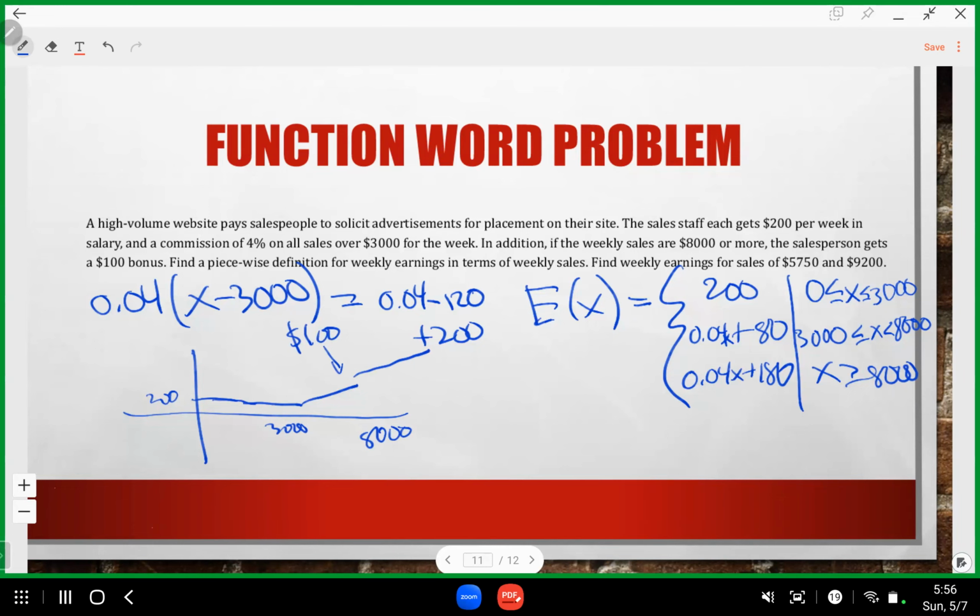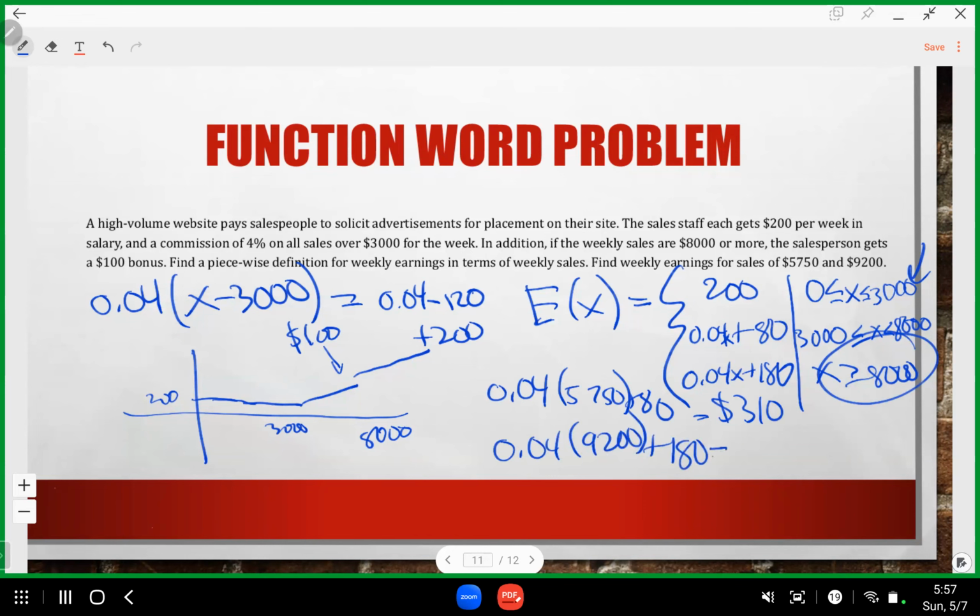Now, what about the question here? For 5750, all you need to do is categorize into these three categories. 5750 is the middle category. It's greater than 3,000 but less than 8,000. So we plug that in: 0.04 times 5750 plus 80 is equal to $310. Not bad, right? What about 9,200 in sales? That's over 8,000, so we're going to add the $100 bonus to that. So that's $548. Very good.